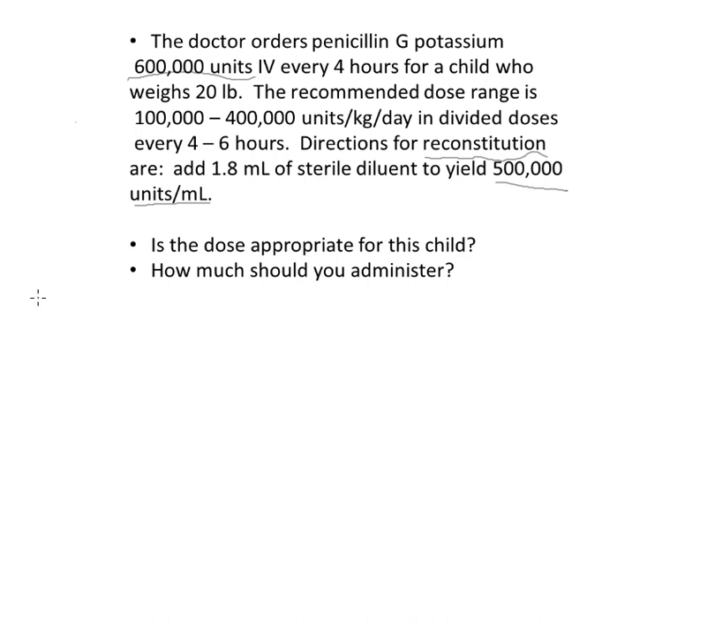So first, by the nursing formula, desired over have times the quantity. Our desired amount is the order of 600,000 units. What we have on hand is the 500,000 units, and that is in a quantity of 1 milliliter. So I do that work on my calculator and I come up with an answer of 1.2 milliliters.